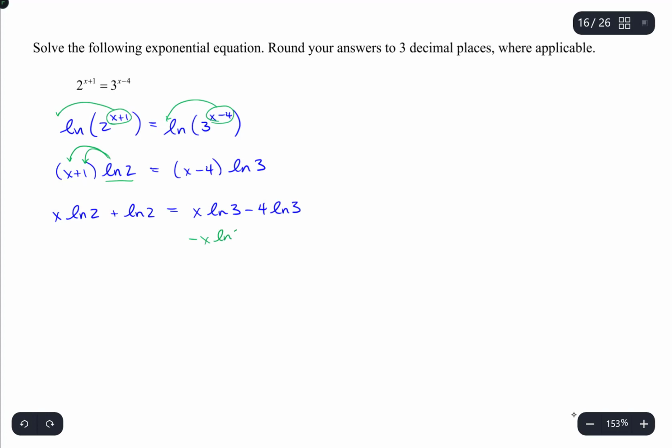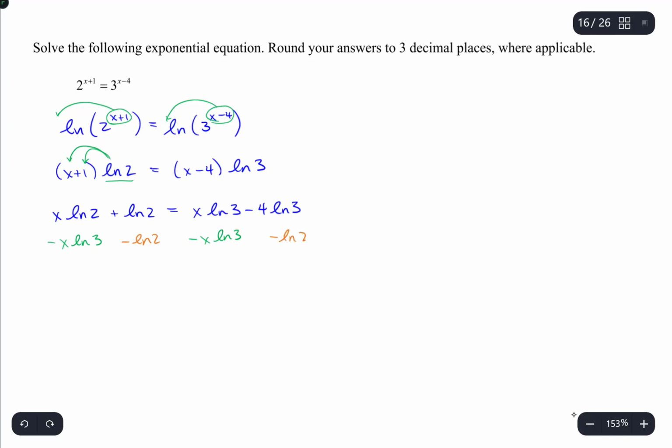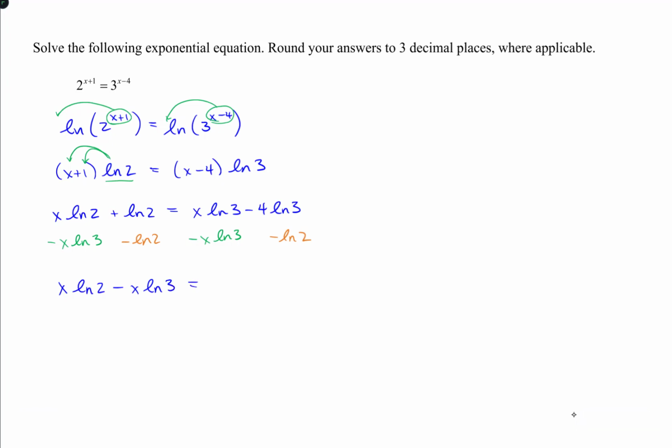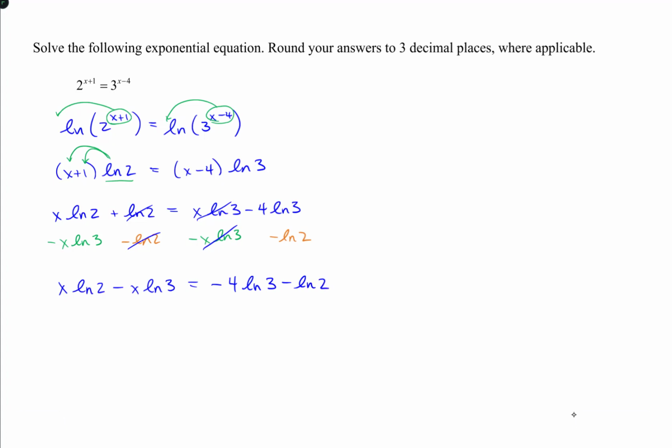subtract x natural log 3 from both sides, and then subtract the natural log of 2 to the other side. Because effectively, I'm trying to get everything with x on one side, so this would give me x natural log of 2 minus x natural log of 3. And unfortunately, I can't combine those because they're still not technically like terms. But that term cancels, and I'm left with negative 4 natural log 3 minus natural log 2 on the right-hand side. So everything on the right is now a constant.